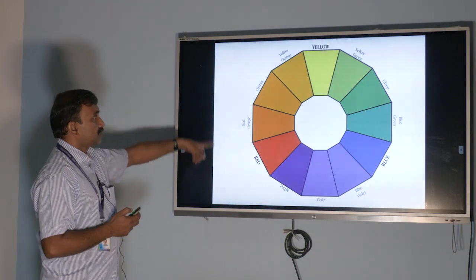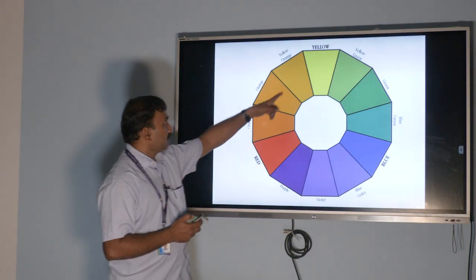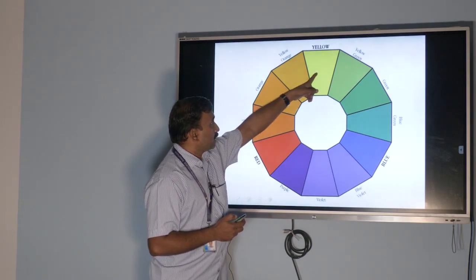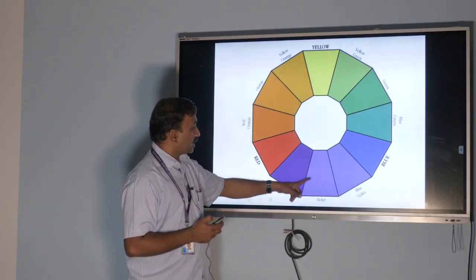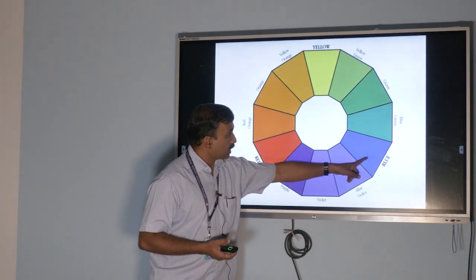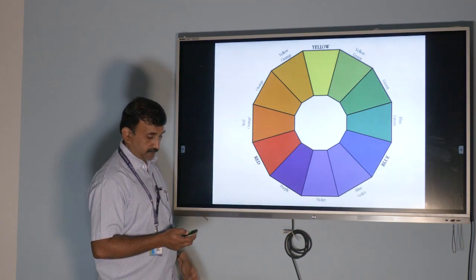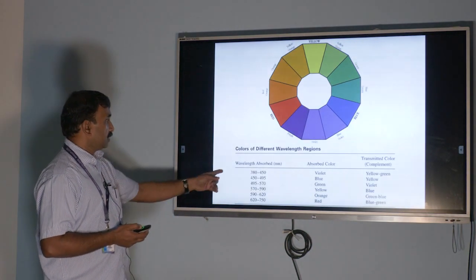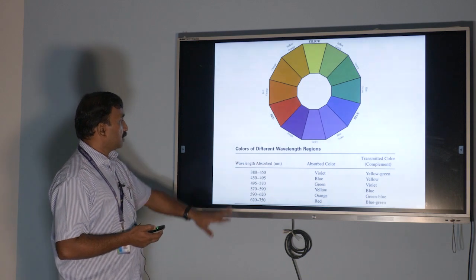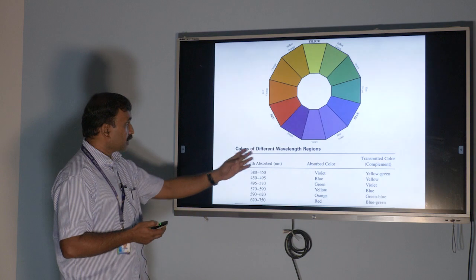This diagram shows the color and its complement color. That means, if yellow color is absorbed, its complement color, violet, is transmitted. If blue color is absorbed, its complement color, orange, is transmitted. This table shows the absorbed color and the transmitted, or complement, color.